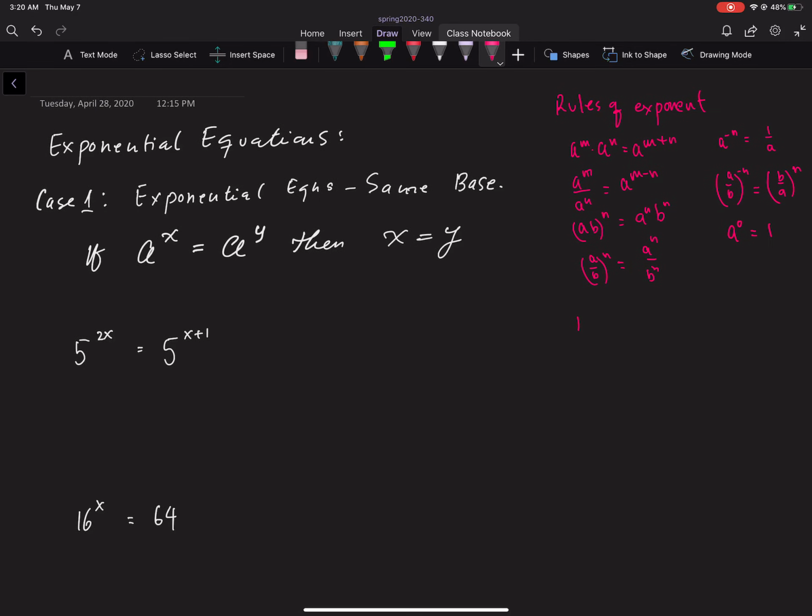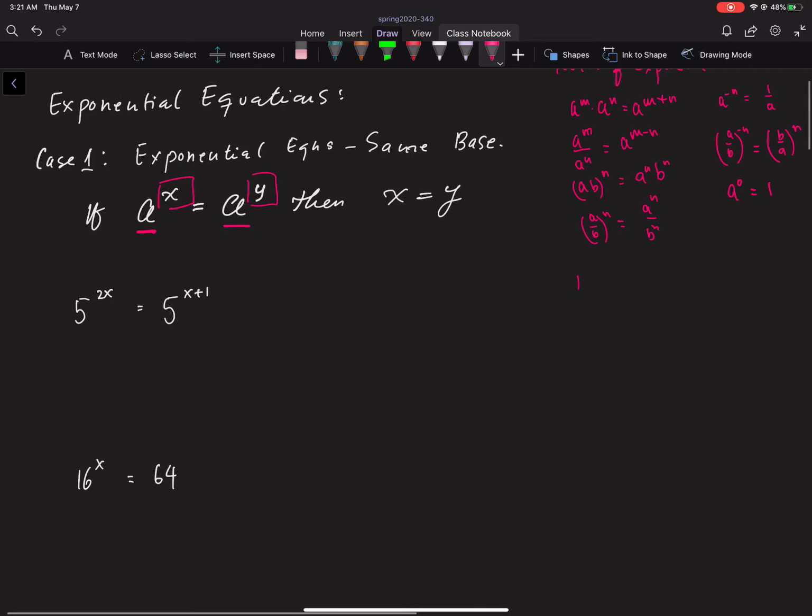So case one says that as long as the bases are the same on each side, or I'm able to get them to be the same base on each side, then the powers must be equal to each other. So let's look at the very first example. That's a rule: the same base raised to x equal to the same base raised to y, then we can assume that x and y must be the same power.